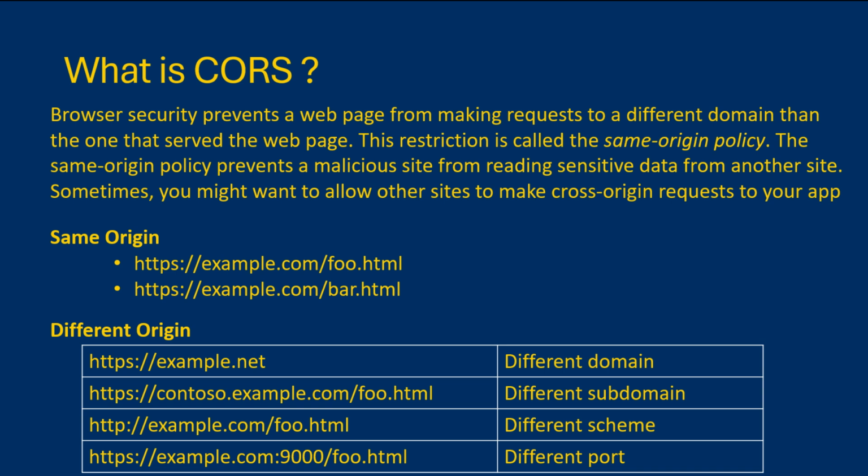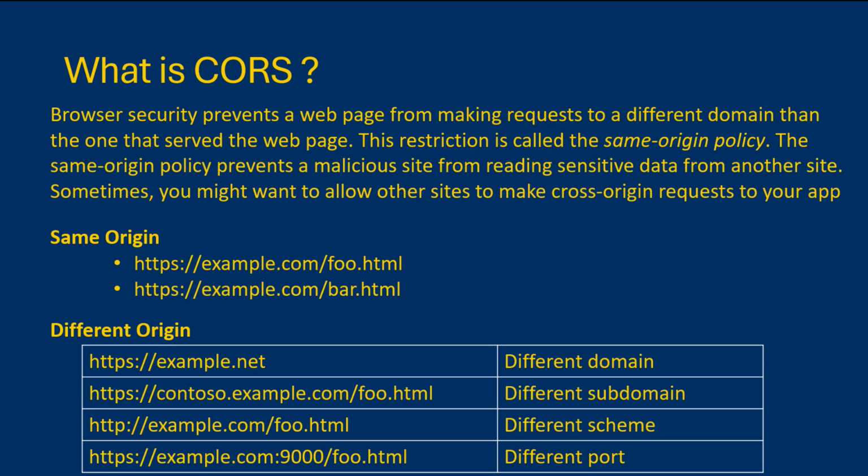Sometimes we might need to allow other sites to make a cross-origin request to our app. Below are examples of same origin URLs which we can access easily without any extra configuration. However, the below URLs are examples of different origins which are by default restricted, and to access these URLs we need to add some extra configuration in our application.